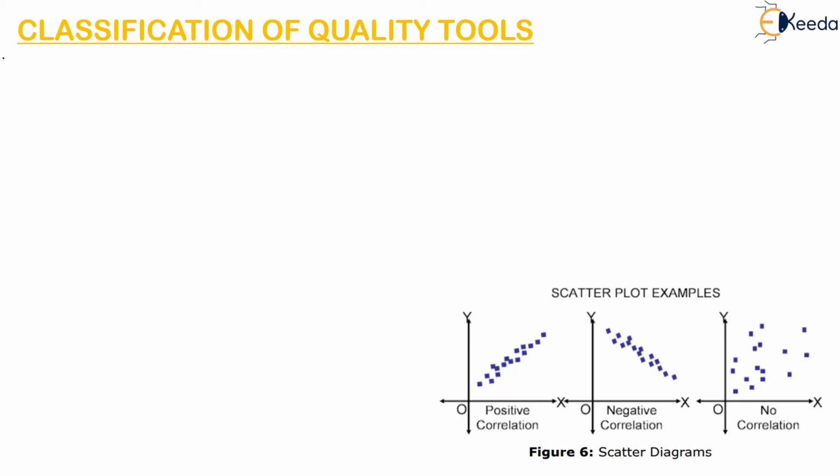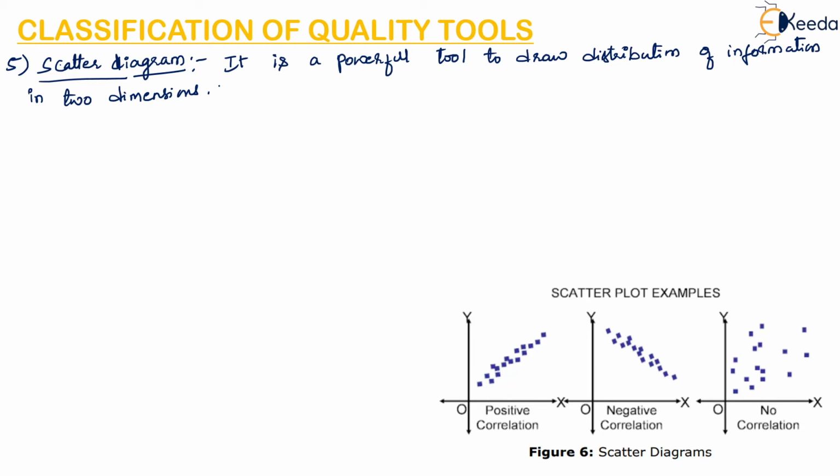The next type is the scatter diagram. A scatter diagram is a powerful tool to draw the distribution of information in 2 dimensions. It will help to detect and analyze a pattern relationship between 2 quality and compliance variables, an independent variable and a dependent variable.